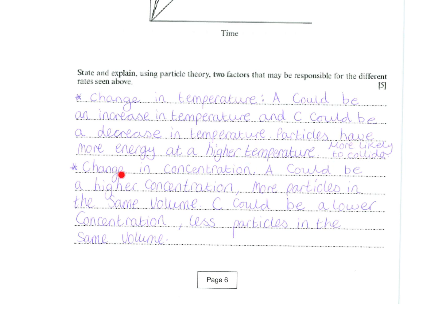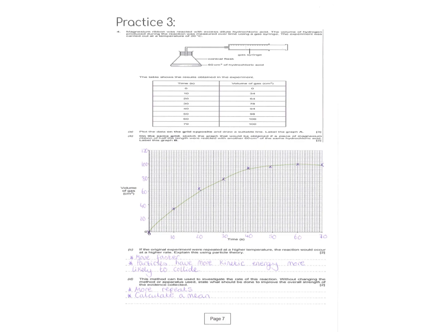And then I've written change in concentration. A could be a higher concentration, more particles in the same volume. C could be a lower concentration, less particles in the same volume. So it's 2 different factors. You could have gone with surface area, but to me they seem like the most likely and the more common questions that will appear. This one then started off quite nice with you plotting a graph.